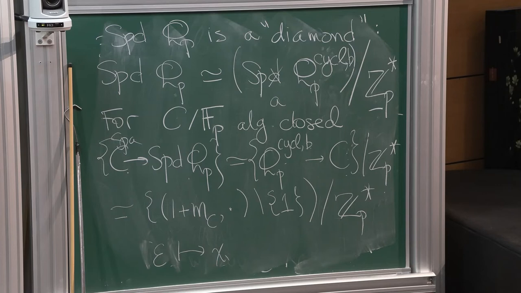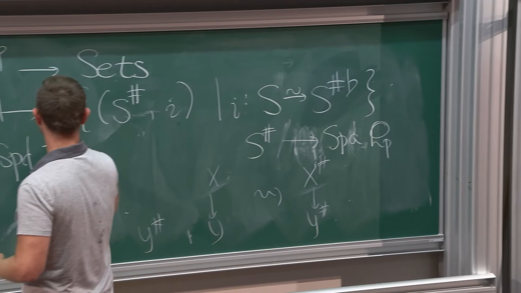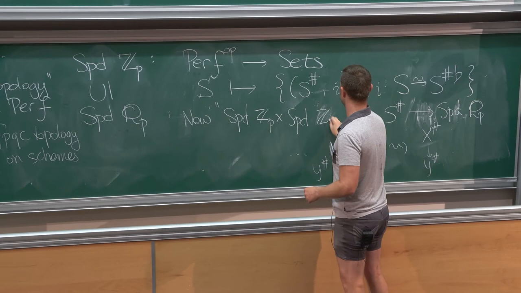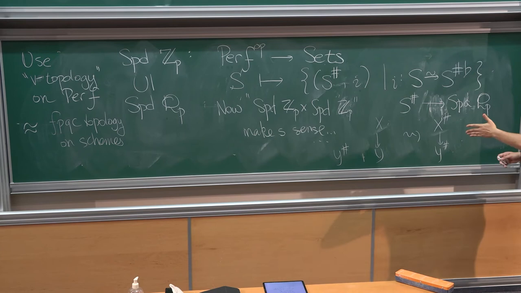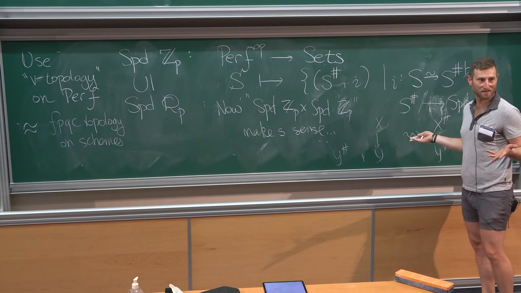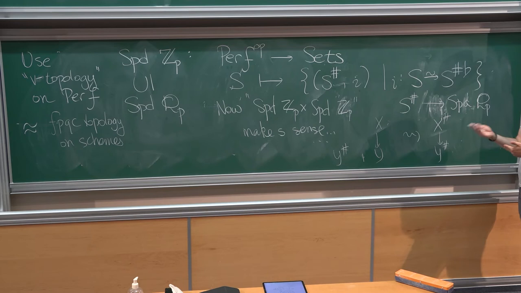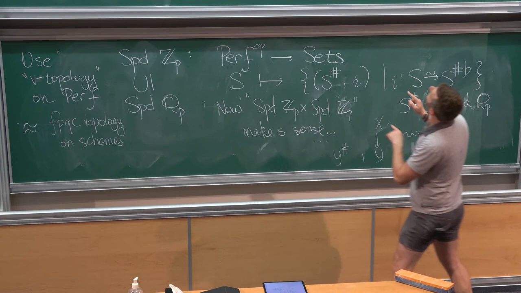So given all of this, it now makes sense. Thinking about this object SPD-ZP this way allows you to define arbitrary products of this object in a way that makes sense. And so this is going to be key to defining what a mixed characteristic local Shtuka is. Okay, where is next? Up there.